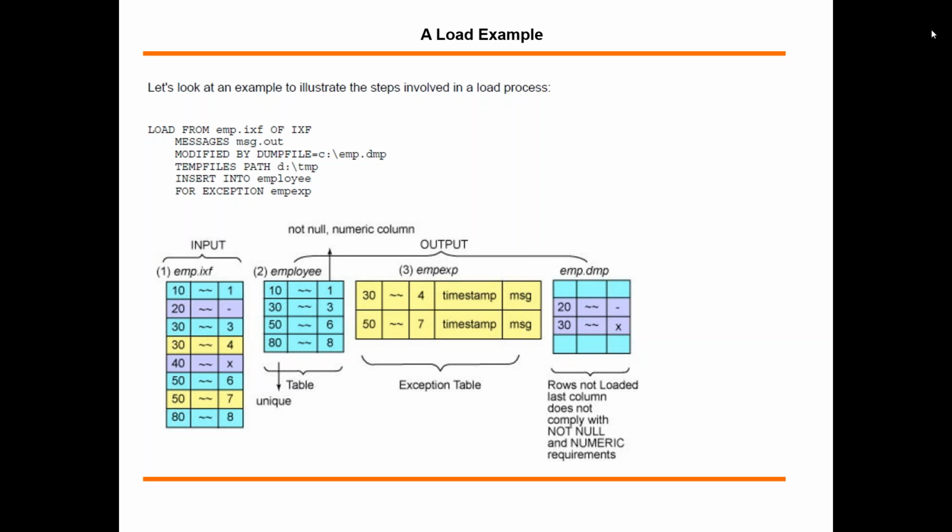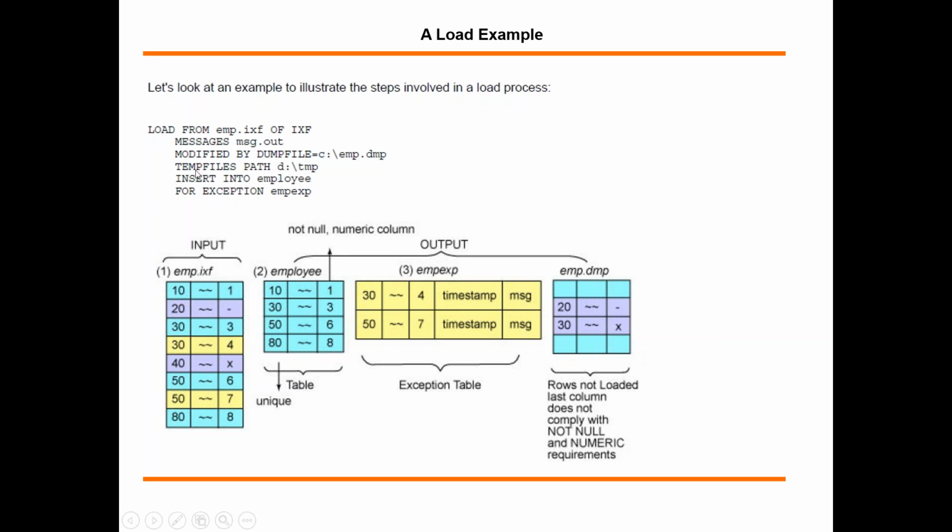Now let me explain this example. This is my load command. Load from, you give a flat file. Where do I want to write messages? Modified by, I am giving a dump file. Now I'll explain why I need this dump file.